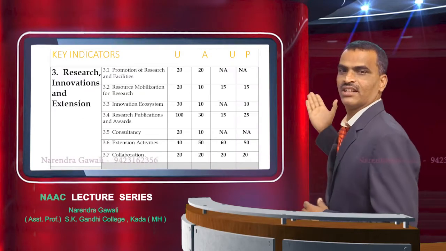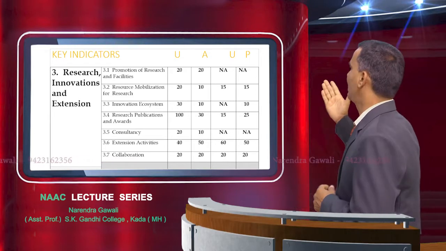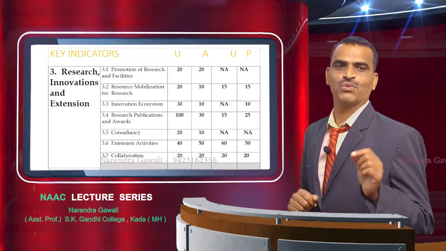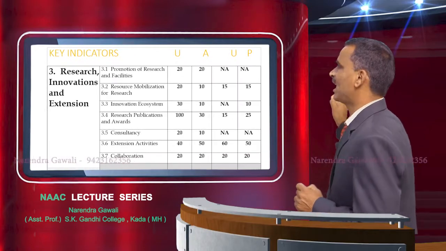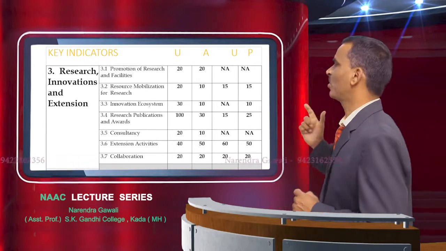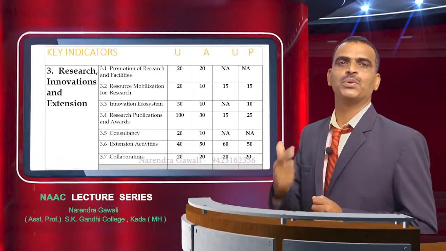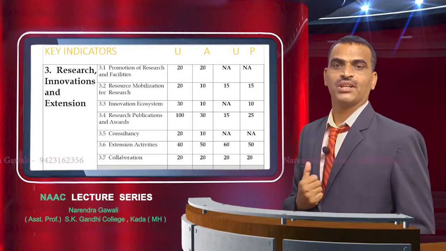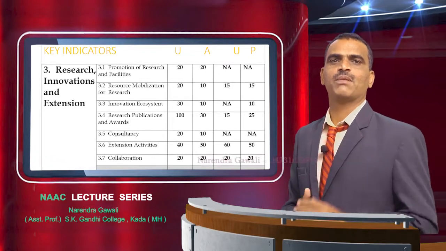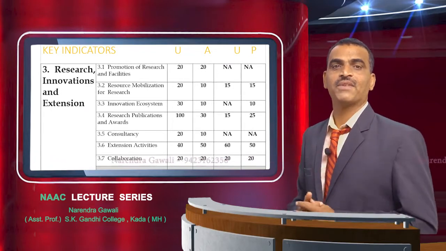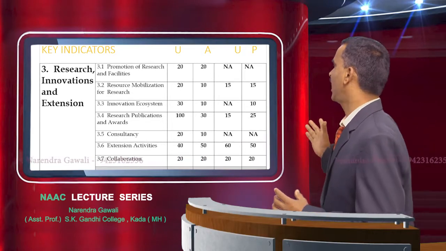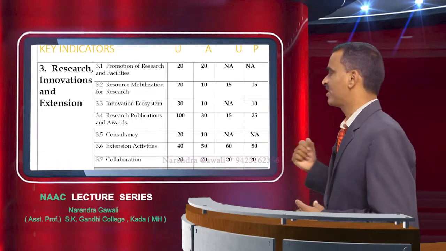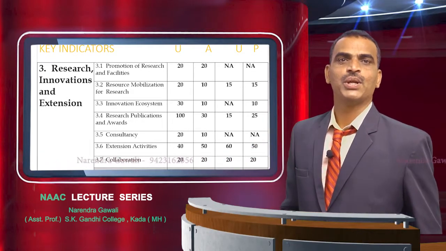There are key indicators. There are 7 key indicators, for university level, autonomous college, UG college, then PG college. You can see the weightage is 120. The first one is applicable to university and autonomous only. It is promotion of research and facilities. It is not applicable to UG and PG colleges. Then second, resource mobilization for research, innovation ecosystem, research publications and awards. Then we have consultancy, which is applicable to university and autonomous colleges only. Then extension activities, which has 50 weightage. Then last, collaboration, which has 20 weightage.